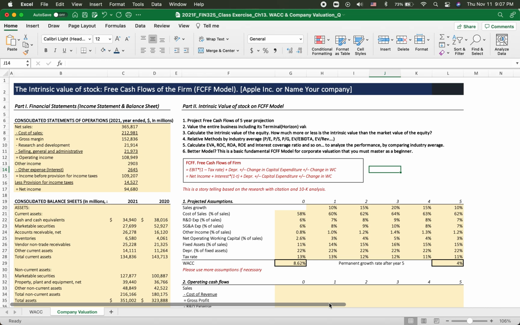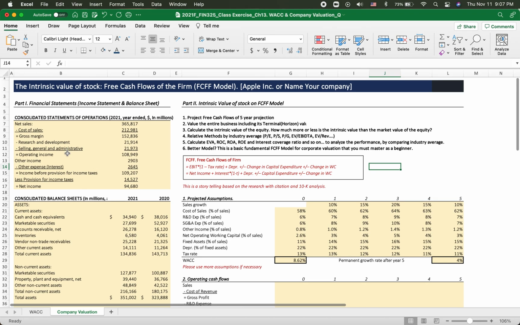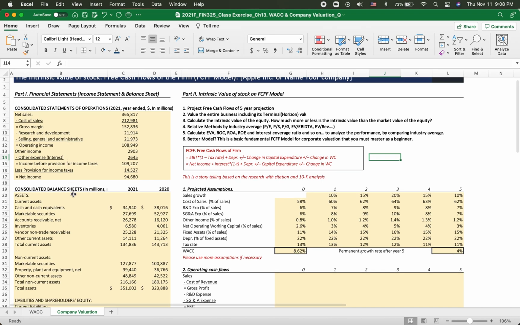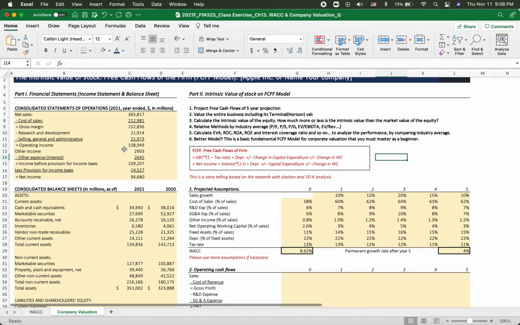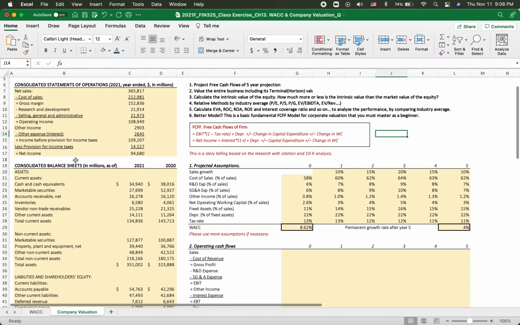Okay, let's continue to the intrinsic value calculation of a stock using the free cash flows of the firm (FCFF) model of the Apple case. Here we have attached the consolidated statement of operations for 2021 and the consolidated balance sheet from the 10-K. So we have, as of 2020 and 2021, the income statement from the 10-K.